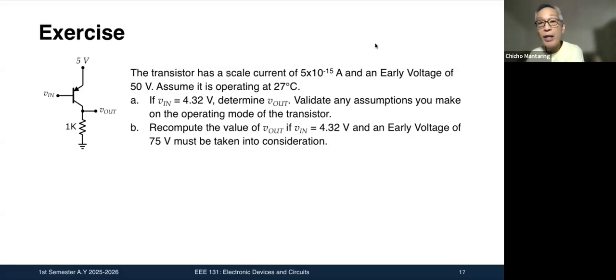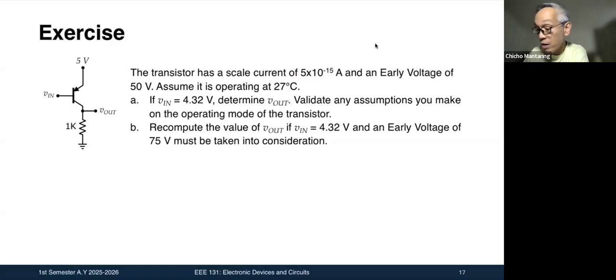Okay, what equation do we need? We need to use the exponential model of the transistor because that is what is given. What is given is your scale current. When what is given is your scale current, that's already a hint that the model that you're going to use is the exponential model.